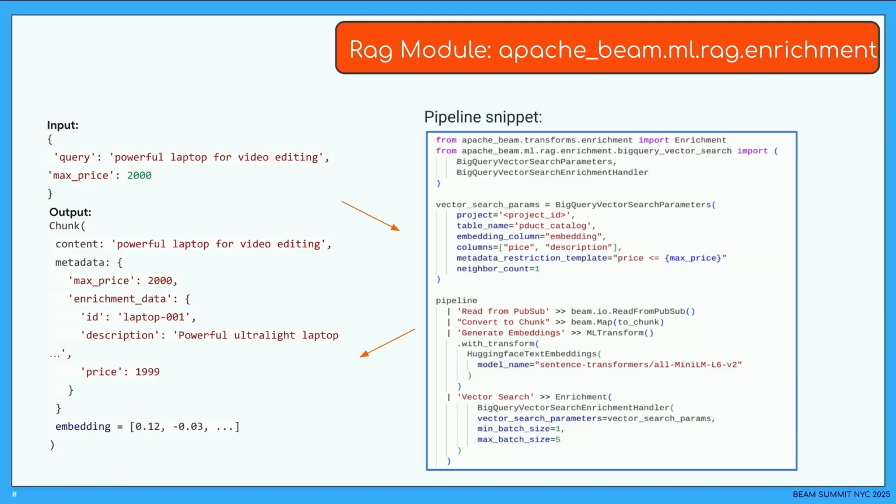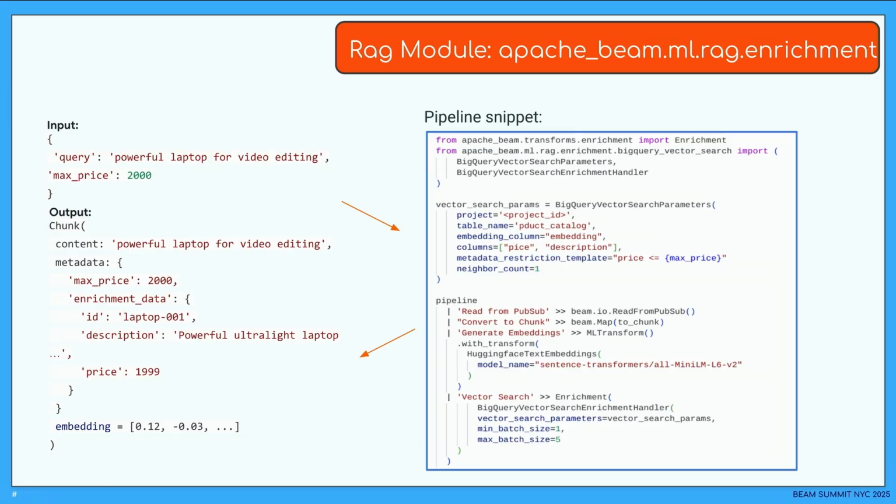So here we construct such a pipeline. The first step is to read from our source. Here it's Pub/Sub. We convert the input, which is just a dictionary, to a chunk, so we can actually embed the user's query, which will be necessary to do vector search on our database.